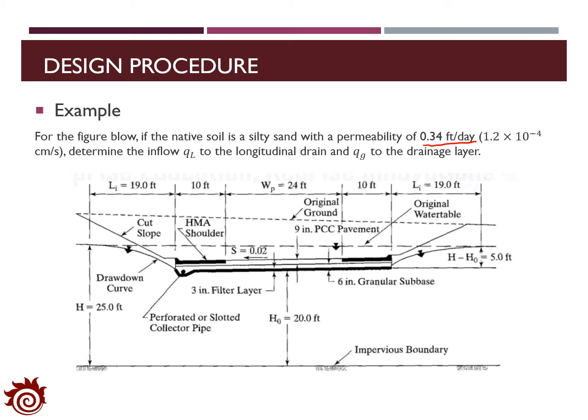In this figure, we can see that the pavement is a sloped pavement with only one pipe. Also, we are given the height of the initial groundwater table and also the vertical distance from the drainage layer to the impervious boundary. We are also given the value of W, and we can use all this information to find out the value of QL and Qg.